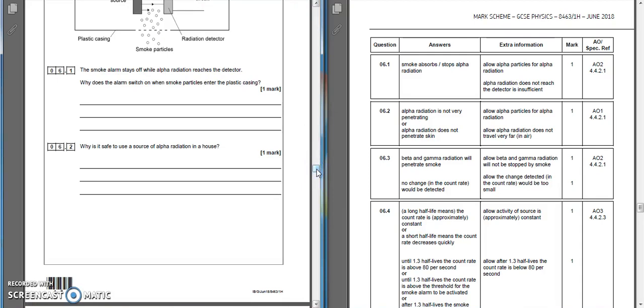Why is it safe to use alpha radiation in the house? Alpha radiation is the biggest sort of radiation, and it's not very penetrating. So it's not going to be able to get through more than a few centimetres of air, and anything else that's there, for example, the skin that's around you.